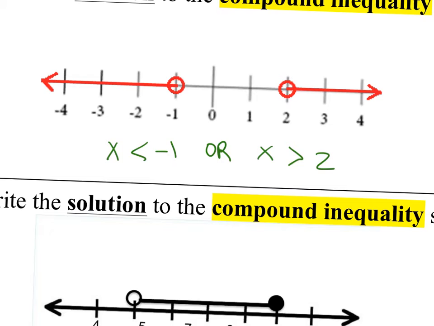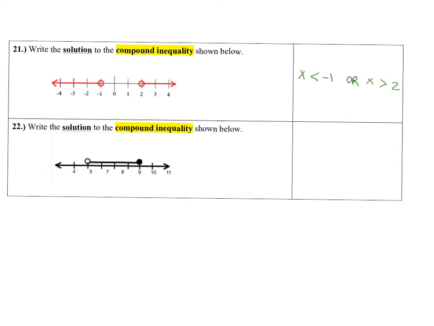Now, if you used a different letter, that's fine. It doesn't matter what letter you use because a variable is a variable. On the summative, it'll ask you if it wants you to write it in set builder notation, just like the previous questions, where it says blank and underneath says set builder notation. This is completely acceptable as it is.